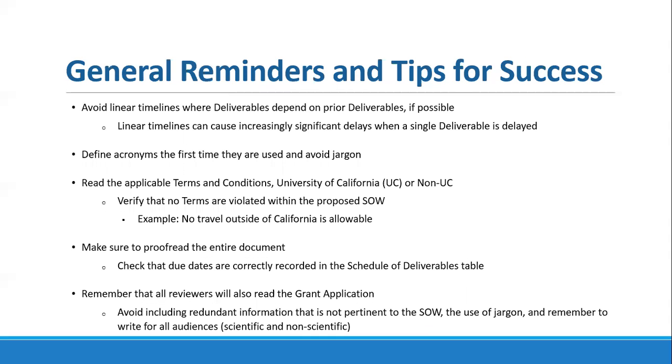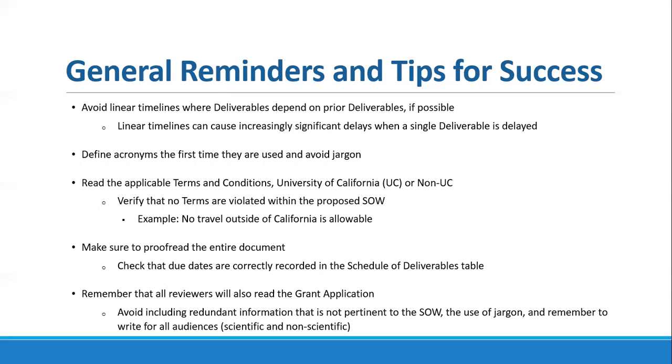All right, and then moving on to just some general reminders and tips for success here. We talked a little bit about those linear timelines. We do advise people that it can be best to avoid those linear timelines. And I'll say in particular for this year's grants program, where we have a slightly tighter timeline than usual. This year's projects would be for a 2.5-year project length. In past years, we've sometimes funded 3-year projects.